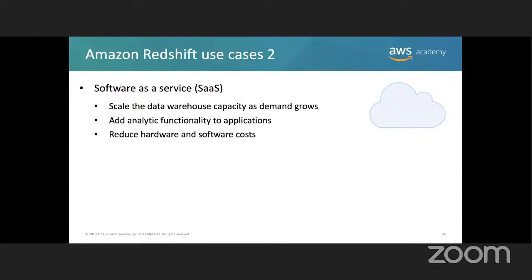Now, software as a service customers can take advantage of the scalable, easy to manage features that Amazon Redshift provides. Some customers use Amazon Redshift to provide analytic capabilities to their applications. Some users deploy a cluster per customer and use tagging to simplify and manage their service level agreements and billing. Amazon Redshift can help you reduce hardware and software costs.